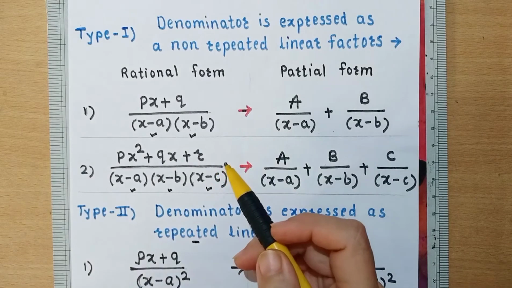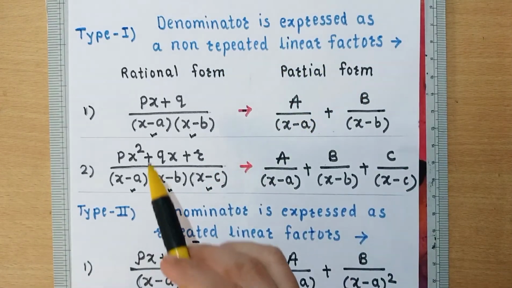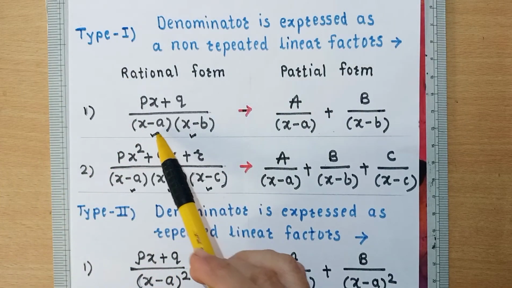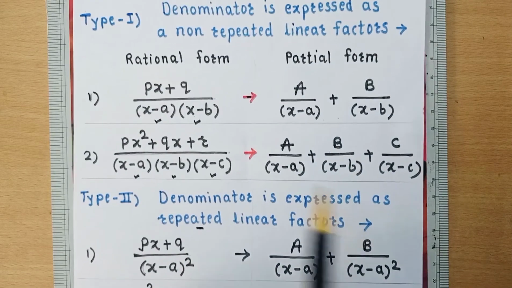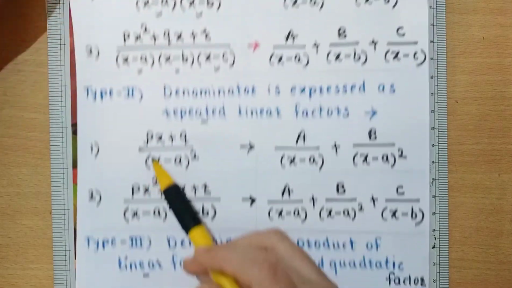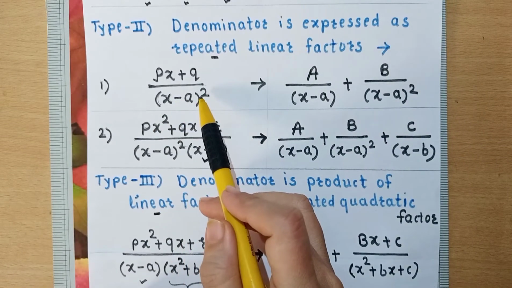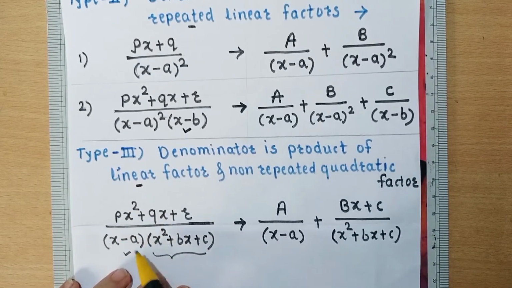Hello students, we are solving examples on proper rational function, and in the last lecture we have completed this first type where the denominator is non-repeated linear factor. Today we are going to solve this second and this third type. In the second type the denominator is repeated linear factors, and in the third type the denominator is a linear factor as well as a quadratic factor. So let's solve that.